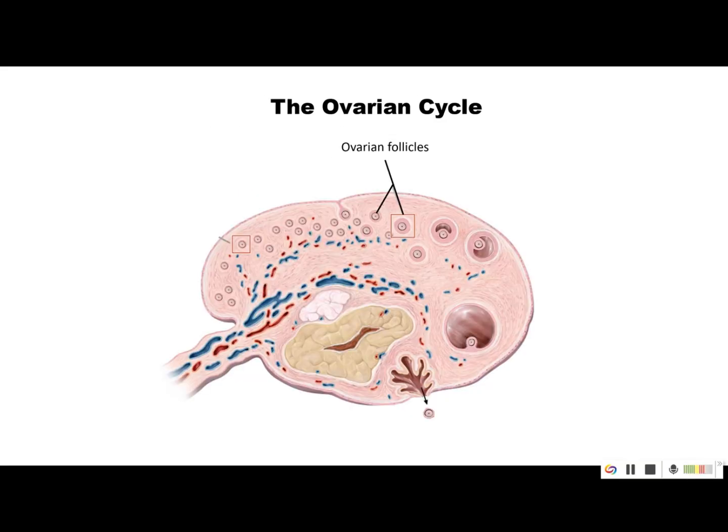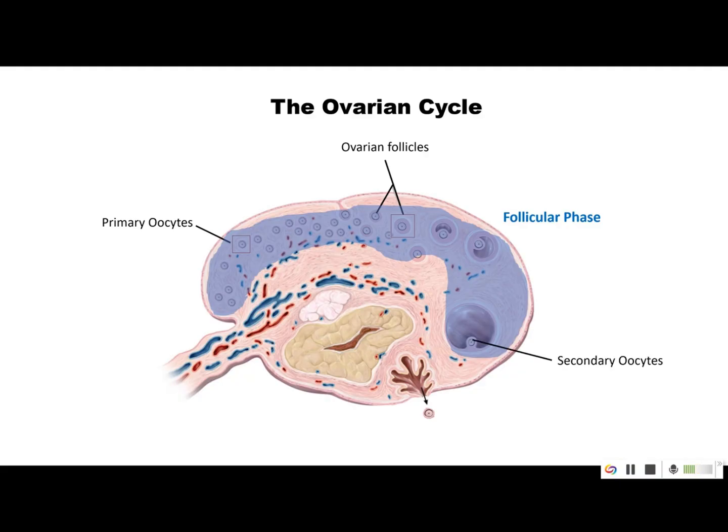The ovarian cycle starts with the follicular phase, in which a primary oocyte matures into a secondary oocyte. At the end of each follicular phase, one oocyte is released during ovulation. Following ovulation, the ovarian cycle enters its luteal phase, in which the remainder of the ruptured follicle turns into the progesterone-producing endocrine organ known as the corpus luteum.